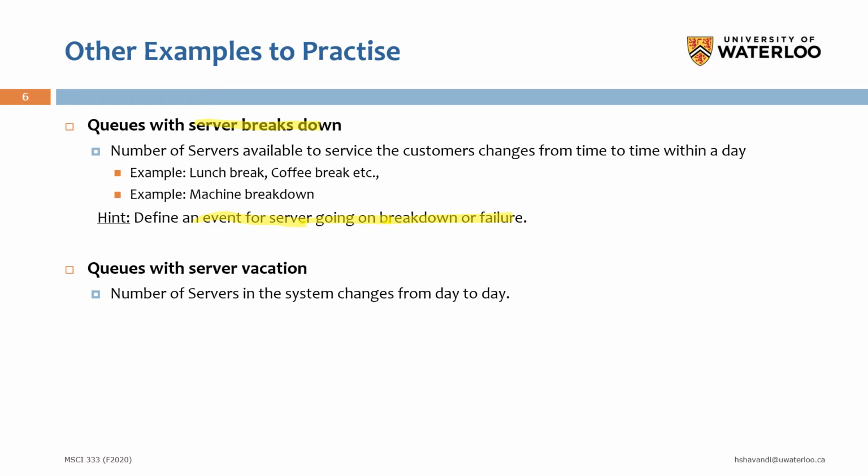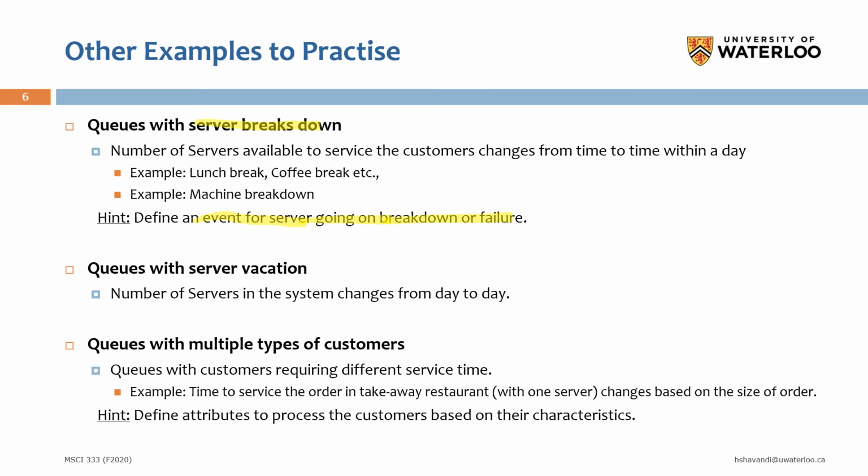And queues with server vacation, and again, same as before, we need to have an event to start and end of server vacation. And queues with multiple types of customers, here customers are different, they're not the same. So in order to simulate this kind of systems, we need to define attributes to customers, so customers will be individualized, differentiated by assigning attributes, and then we process the entities based on their attributes.